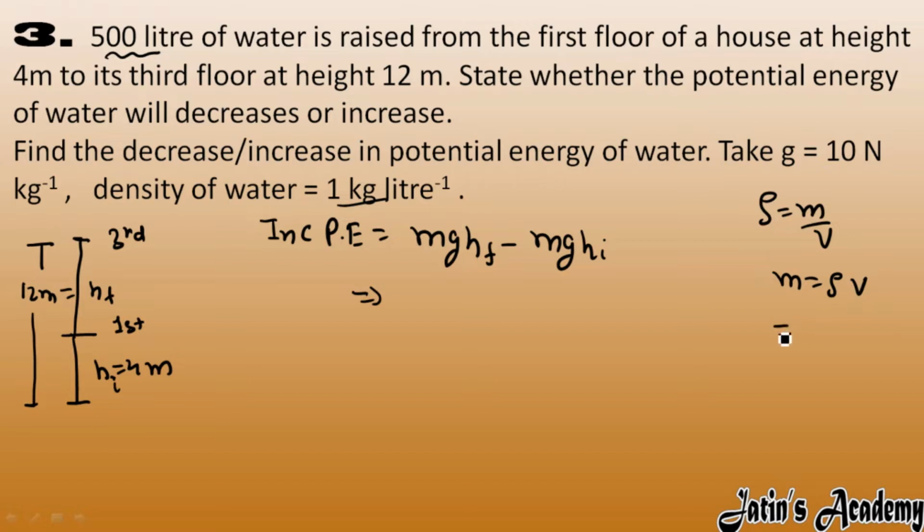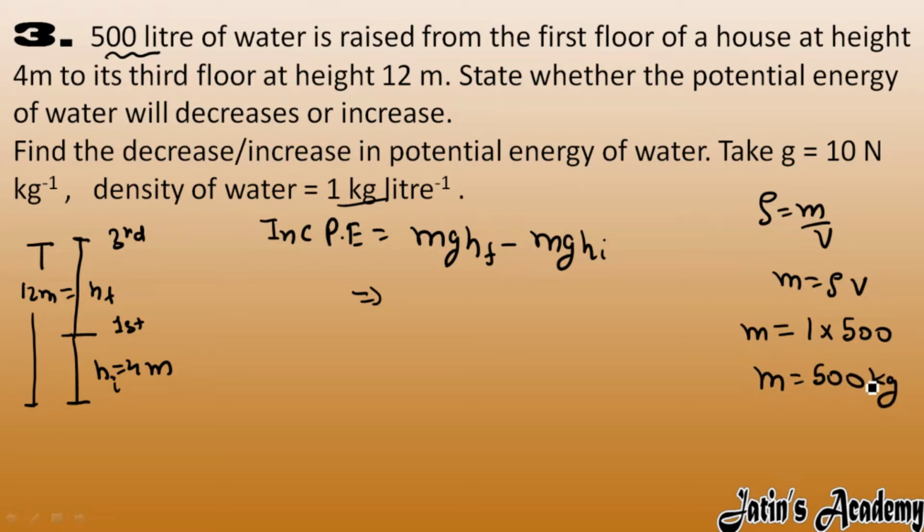So mass we have to calculate. Density we have 1 kilogram per liter, which is already given in liter, so no need to convert this volume into meter cube. Density is already given in liter, so we get the mass in kg. So 1 and 500 liter as volume. So here we got mass as 500 kg.